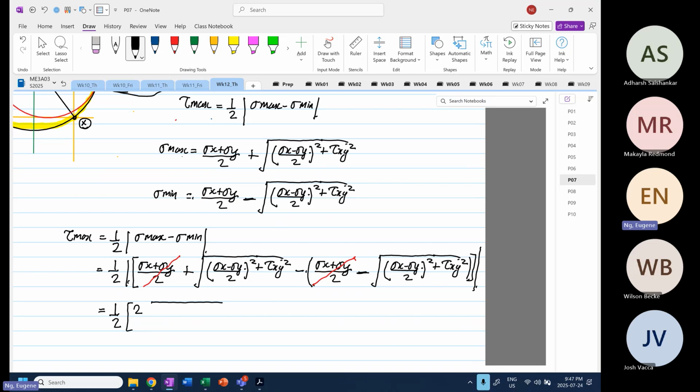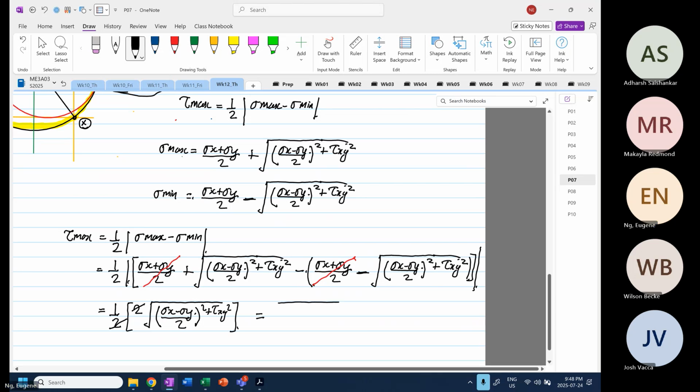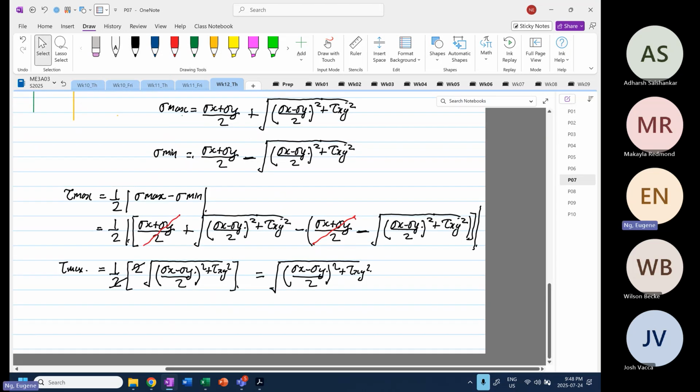So this will be equal to stress x minus stress y divided by 2 squared plus shear xy squared. And then when you cancel, this will be equal to the square root of stress x minus stress y divided by 2 squared plus shear xy squared. This is equal to your tau max. So this expression over here must be less than or equal to your tau max experimental.